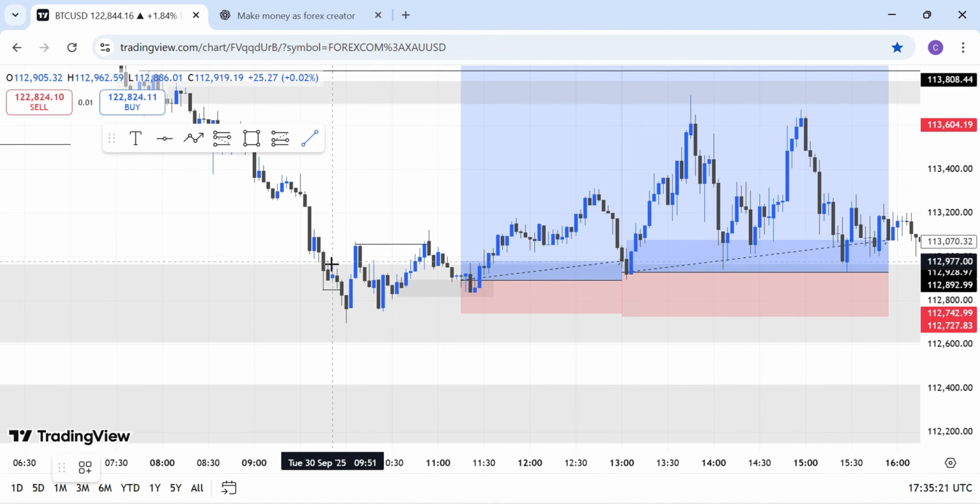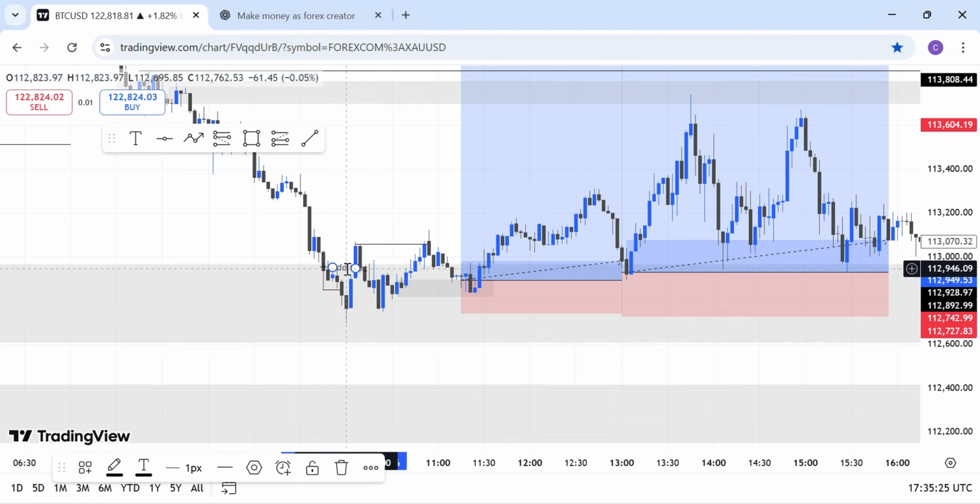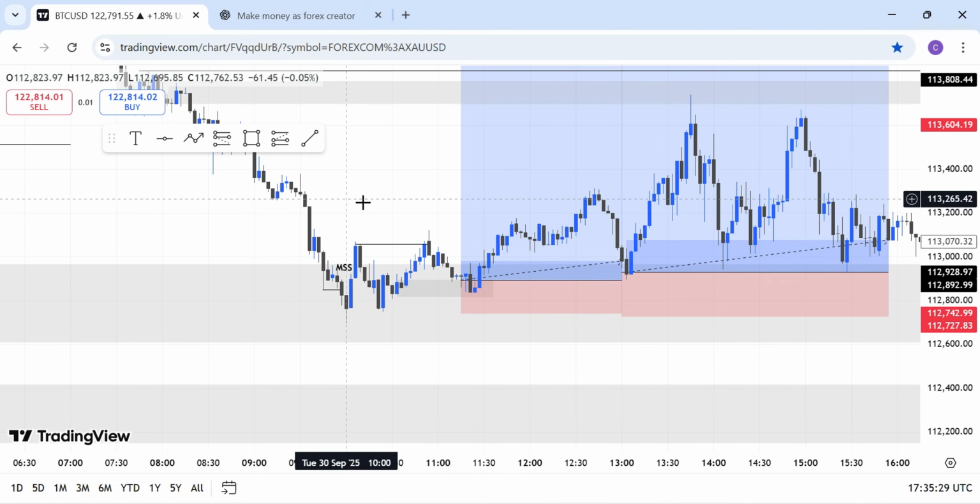There was market structure shift over here. This is a market structure shift, which indicates that we are now bullish. MSS. But market did not give us a valid inducement because market just came straight to our order block. We cannot just enter direct like that. We have to look for inducement.